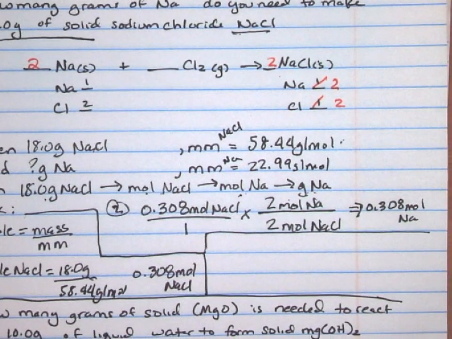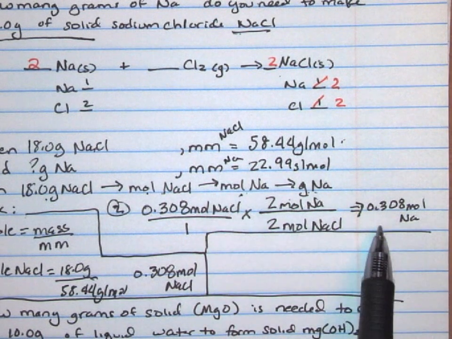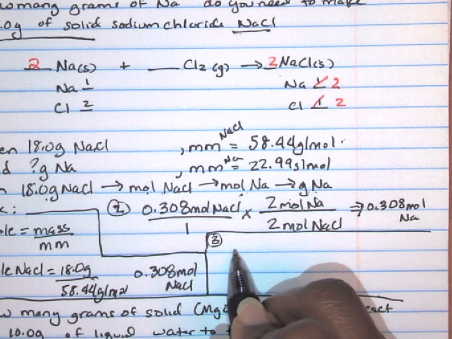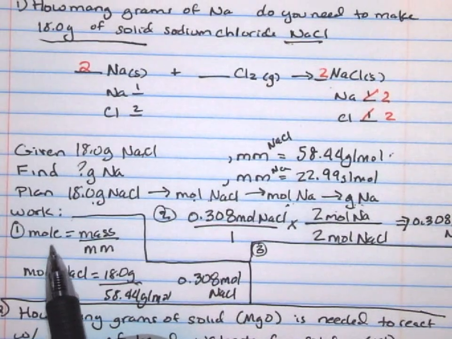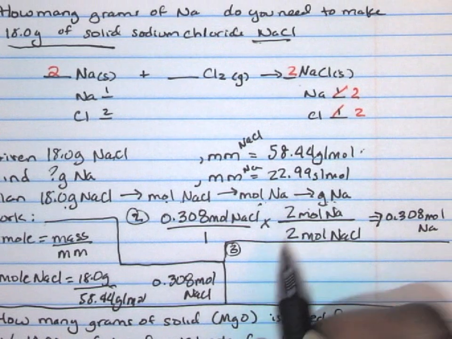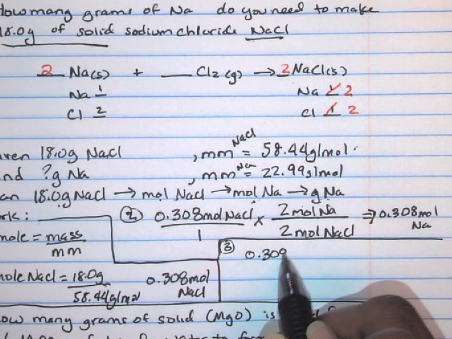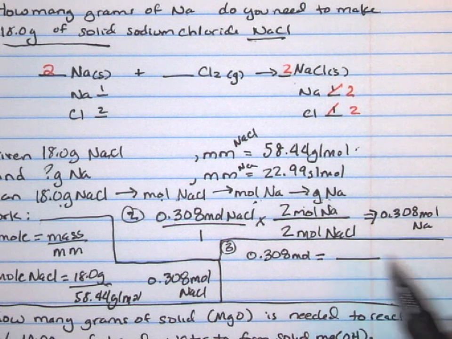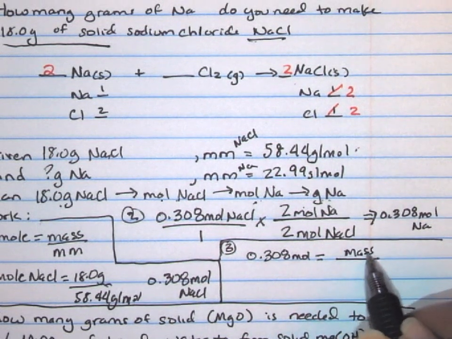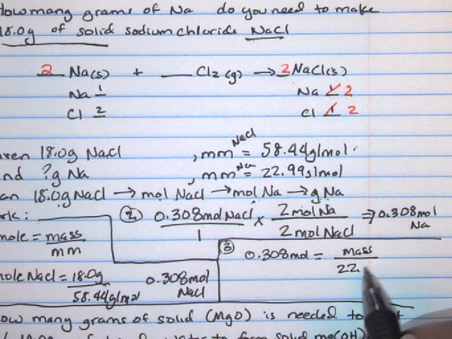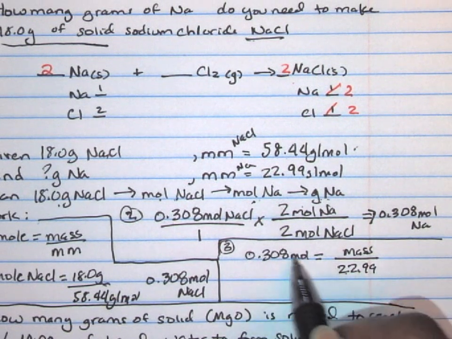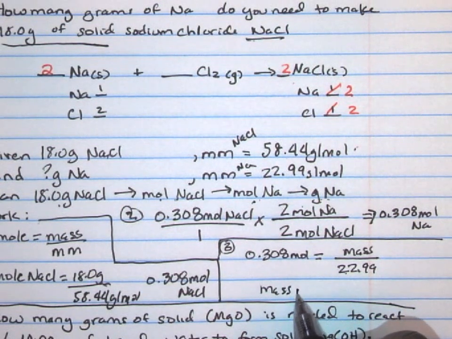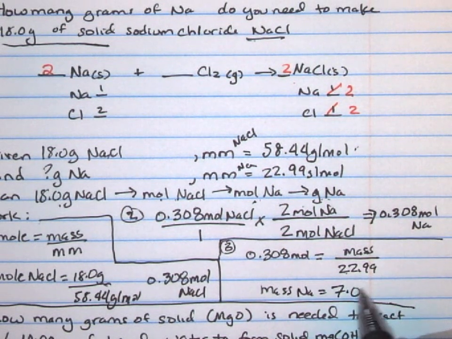Okay, once I have the molar mass of sodium, I can go ahead and do step 3, which is to convert it. For the mole part of the equation, I'm going to plug in my 0.308 moles for sodium. I'm looking for the mass, that's my unknown, and the molar mass is 22.99. In this case, it's a cross multiplication. You multiply these two numbers, and you get the mass of sodium to be 7.08 grams.